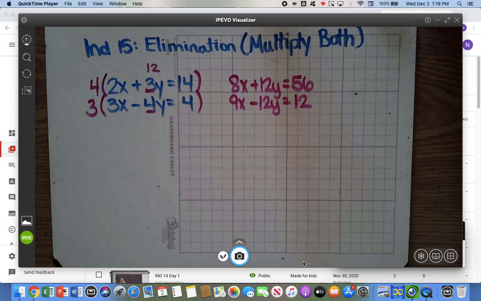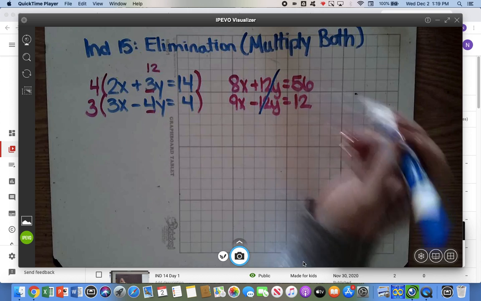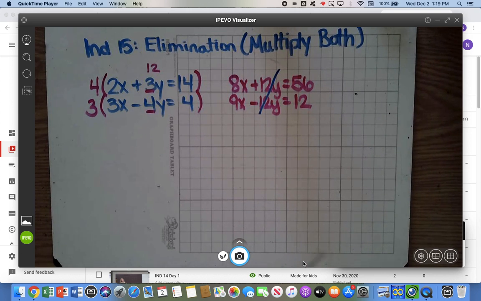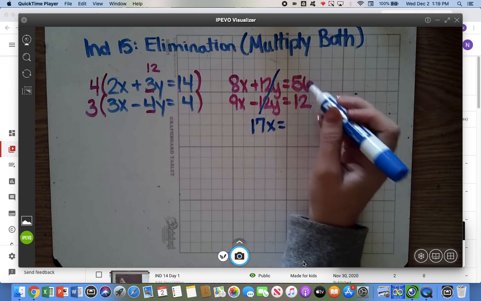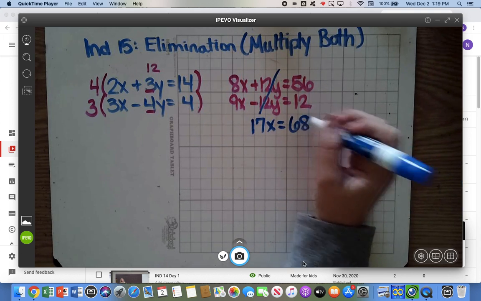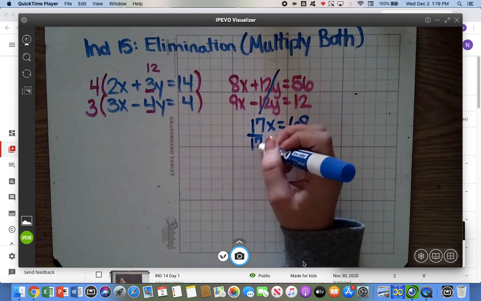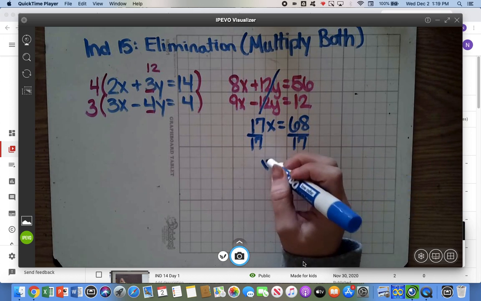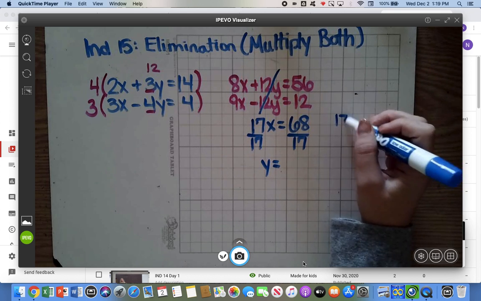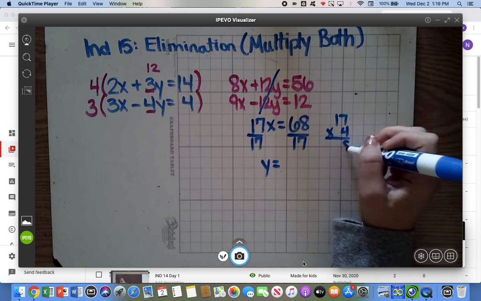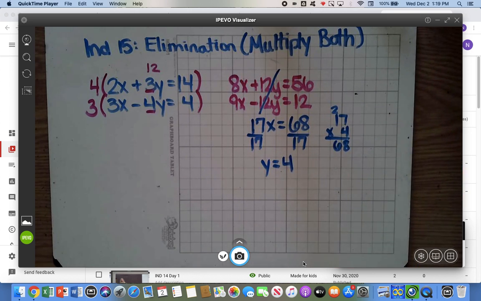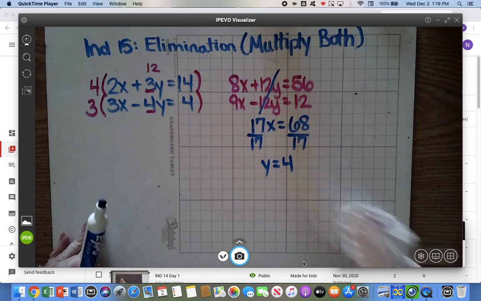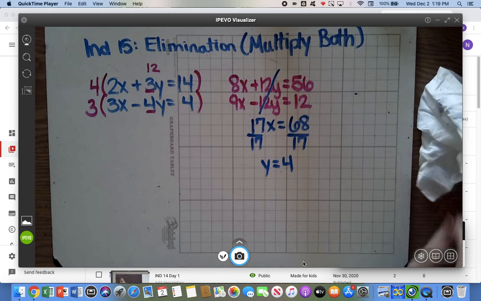So at this point, we simply just add what we know. The positive 12 and the negative 12 eliminate. That was the goal. So we're going to add 8 and 9, which is 17x. And 56 plus 12 gives me a 68. And then I'm going to divide by 17. And I get y equals, and then for those of you that don't know, it's 4. 17 times 4 is 68. And so we have our y value.